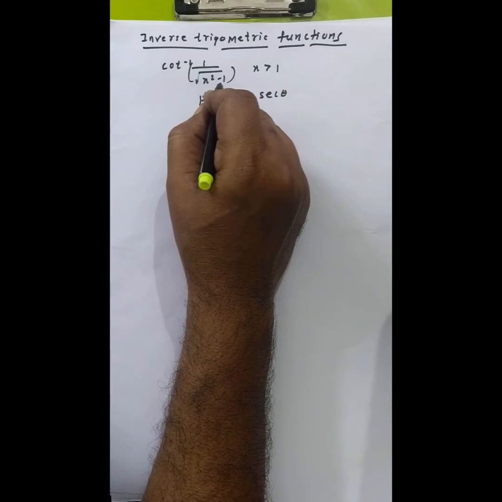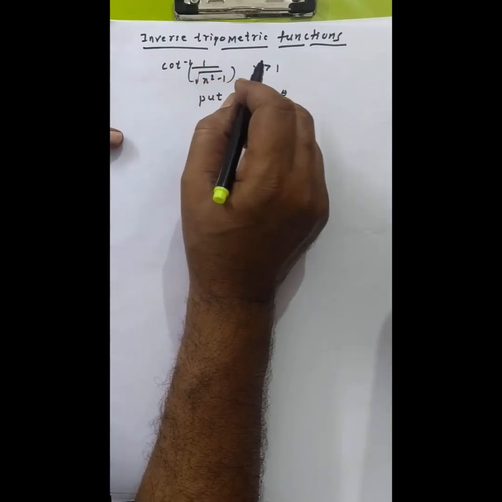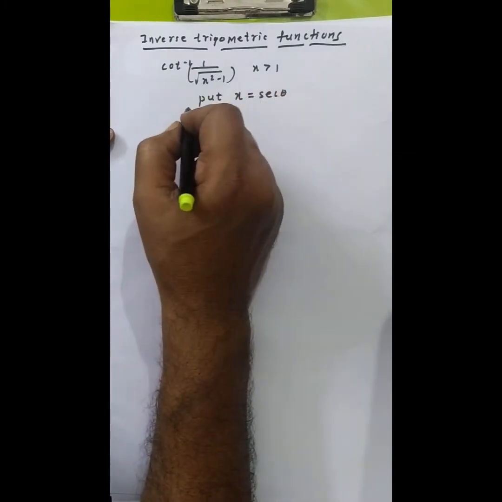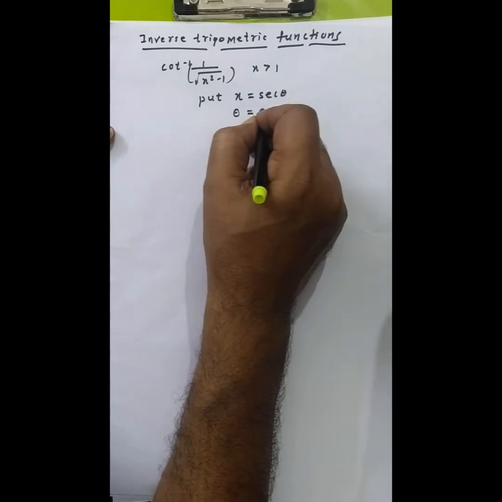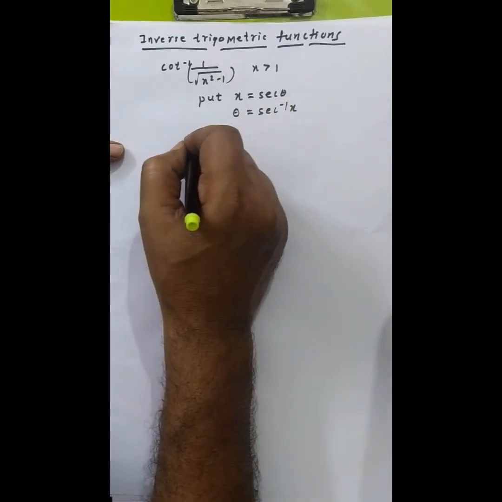becomes sec square minus 1. Sec square theta minus 1 will be tan square theta. Root of tan square theta will be tan theta, and 1 upon tan theta will be cot theta. Then it will be expressed in the form of cot inverse of cot y. So I have taken x is equal to sec theta. Therefore theta will be sec inverse of x. So what happens to this given sum?